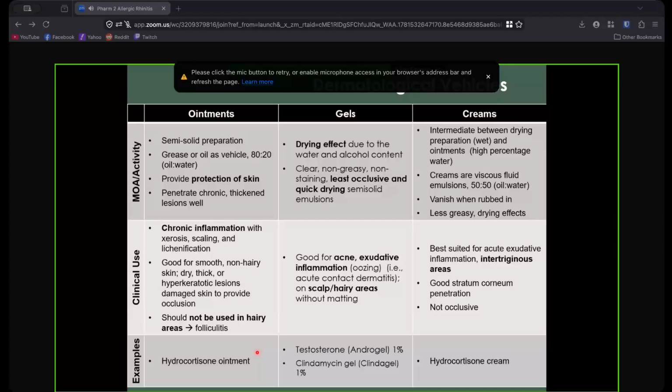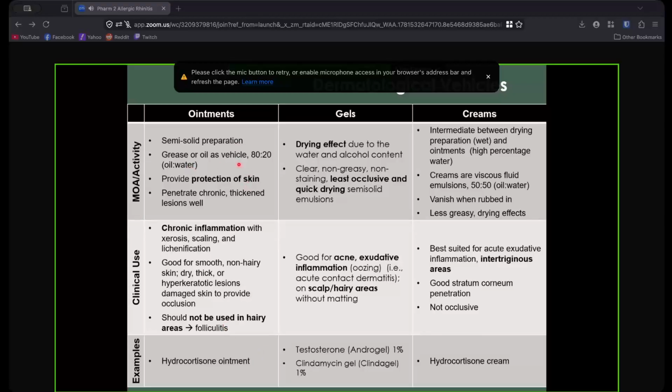This is going to be a big deal for the test, just understanding the different types of vehicles, because you can have the same exact drug. Let's say I had hydrocortisone. I can have a hydrocortisone ointment, and I can have a hydrocortisone cream. I can have a hydrocortisone foam. Understanding the different types of vehicles that are present is going to be the big idea with how you're going to get the correct medication and that correct dose to the patient.